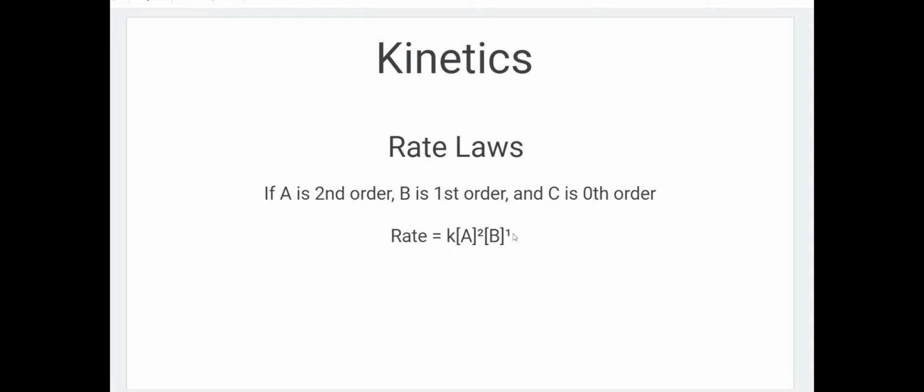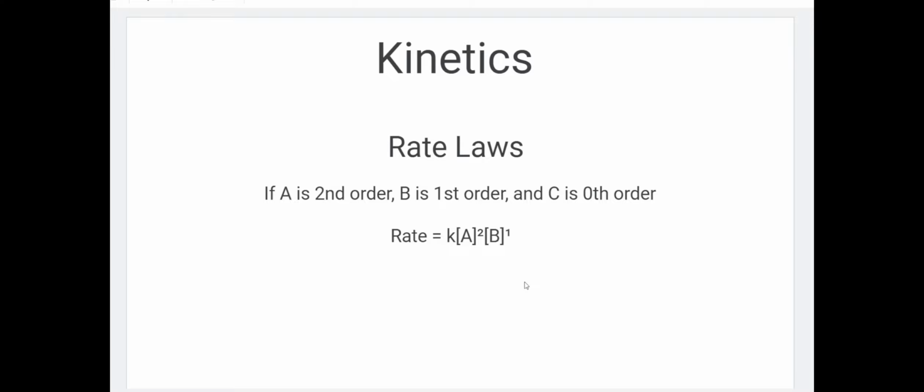The rate law will be rate equals k, which is the rate constant, times the concentration of A to the power of 2, times the concentration of B to the power of 1, and there's an unwritten times the concentration of C to the power of 0. But anything to the power of 0 is 1, and so we can eliminate that from our rate law.